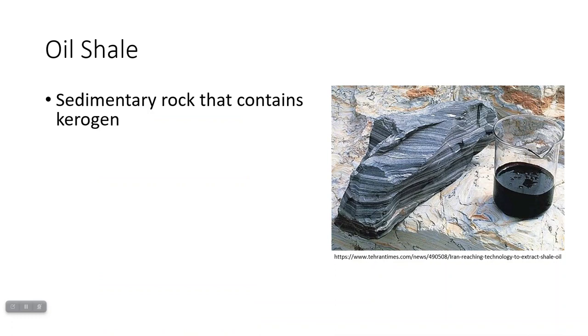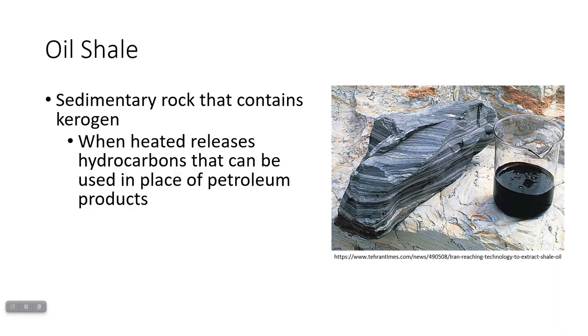Oil shale is different from oil sands in that it is a solid rock that does contain some of what's called kerogen, which is another oil that can then be converted into synthetic petroleum. When you heat it, it releases these hydrocarbons that can be used in place of petroleum products. So here you see actual oil shale, the rock, and here you see some extracted kerogen.